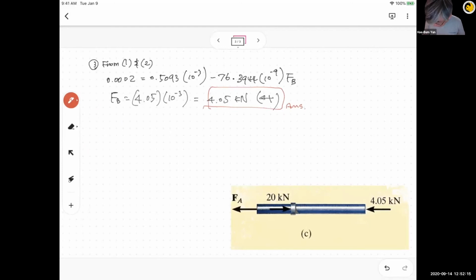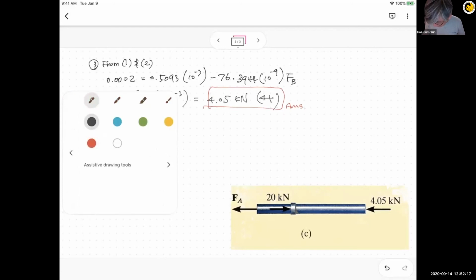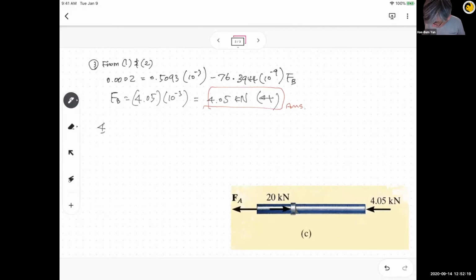And for equation 1, FA is 16.0 kilonewton.